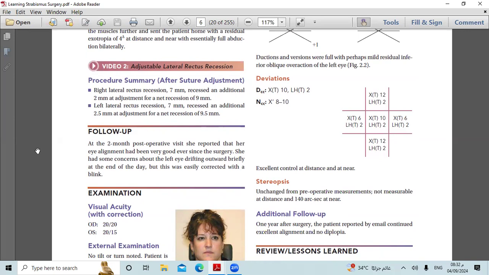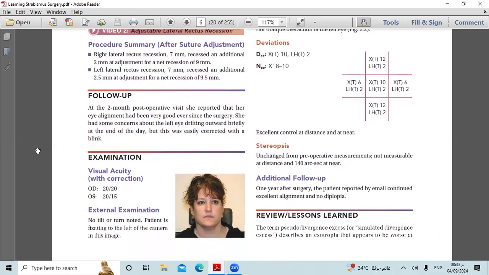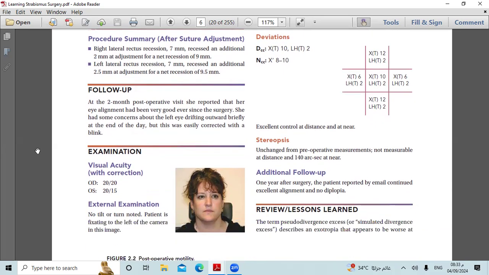But I think we have a limited indication for adjustable suture. We cannot perform adjustable suture on children. We also cannot use it in some cases, like a retinal buckle, because you are dealing with a high-risk patient, or some cases of high myopia. So I agree with you, we can use it in special cases.